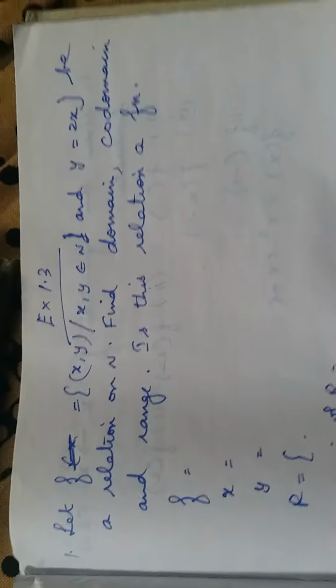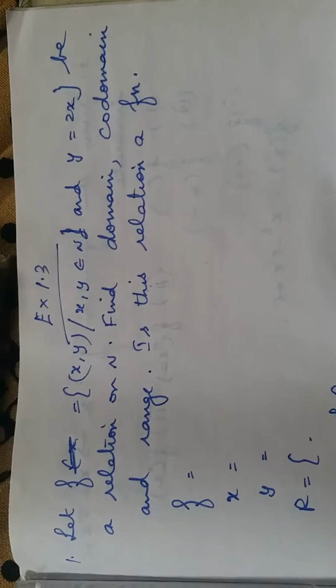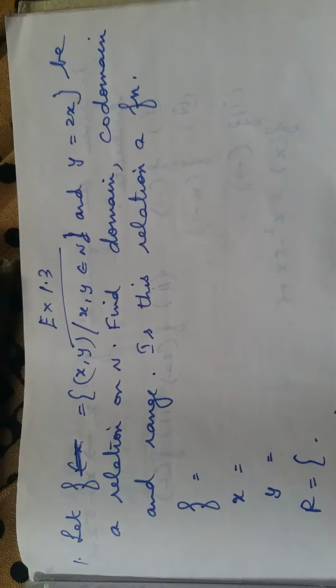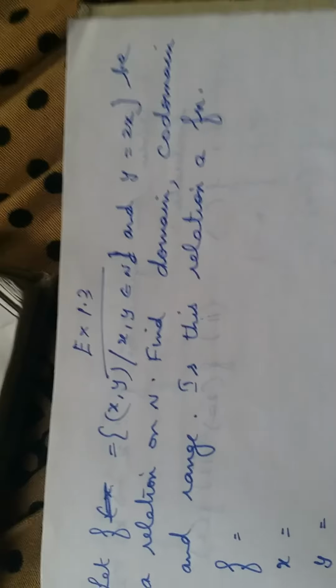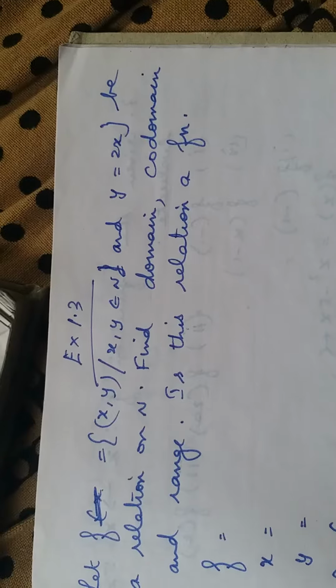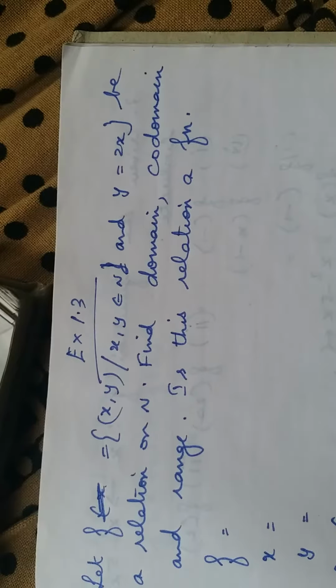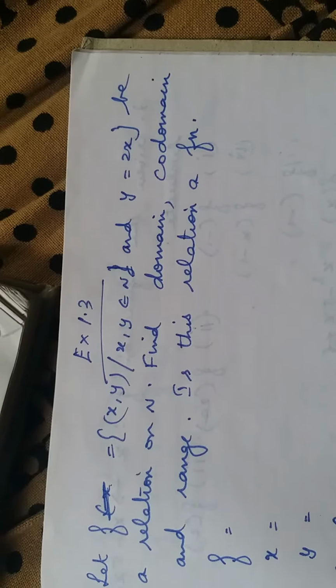10th Samacheer Maths, exercise 1.3, first sum. If f = {(x, y) | x, y ∈ N and y = 2x} is a relation on N, find the domain, codomain and range.